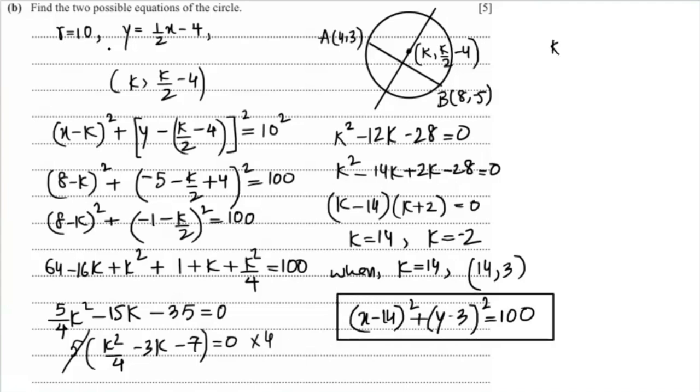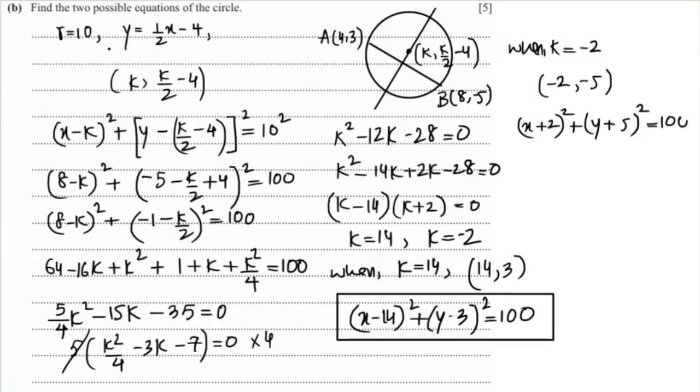So when, let's say, k is minus 2. Again, disclaimer, don't write in the blank spaces on your exam. Always write on the dotted lines, because that's the part that's going to be scanned and the examiner can take a look at that. So k is minus 2, and minus 2 divided by 2 is minus 1, so minus 5. The other possibility is going to be (x plus 2) squared plus (y plus 5) squared equals 100.